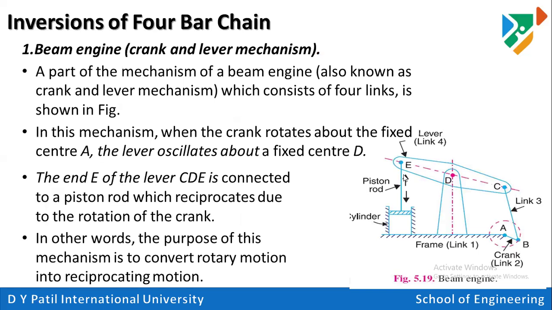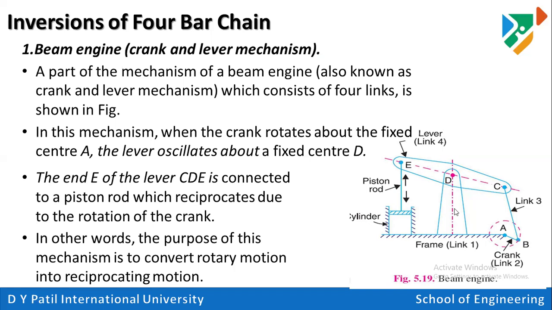So look at the first part. The first inversion of that four-bar chain is beam engine. This beam engine consists of different linkages. Link one is the frame link, link two is the crank, link three is the connector, which is connected to the lever, and link four is the piston and cylinder. That piston is sliding inside the cylinder. That will be your link number four. So in the four-bar chain mechanism, rotary motion will get transferred to linear movement, and it has four links.